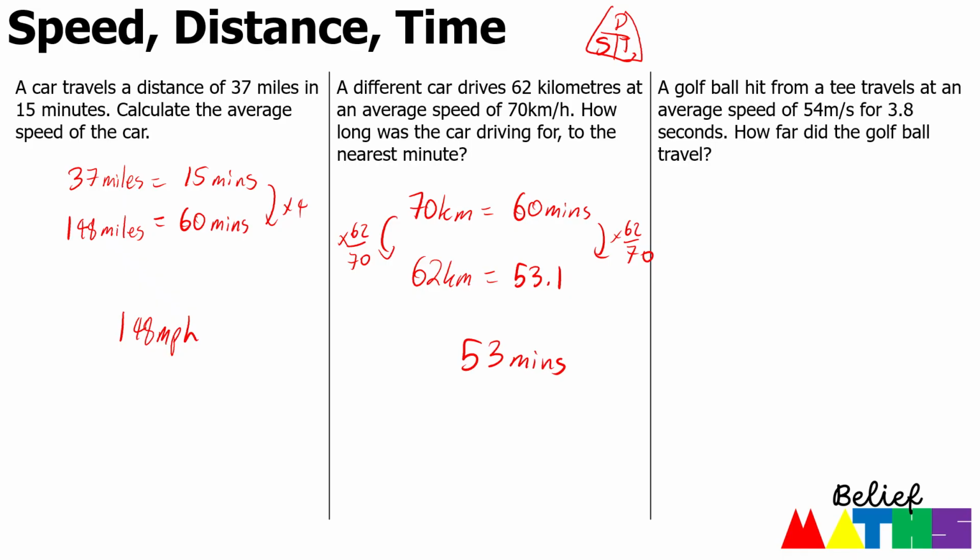Third one then, a golf ball is hit from the tee and travels at an average speed of 54 meters per second. So that's 54 meters in 1 second. And it travels for 3.8 seconds. How far did the ball travel? Well, we can quickly see here, well, we've just timesed by 3.8. So do the same on the other side, times by 3.8. 54 times 3.8 gives you a distance of 205.2.